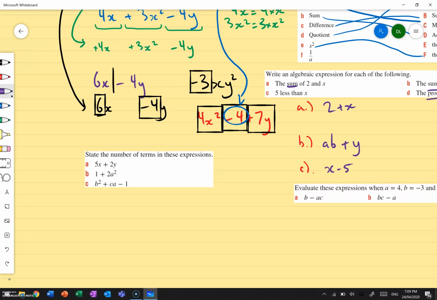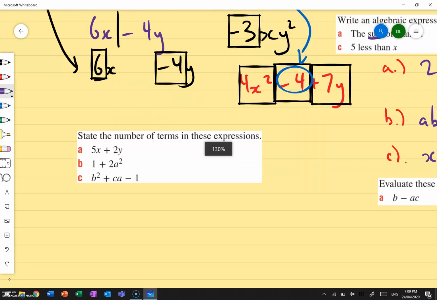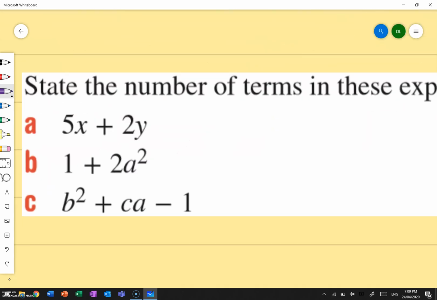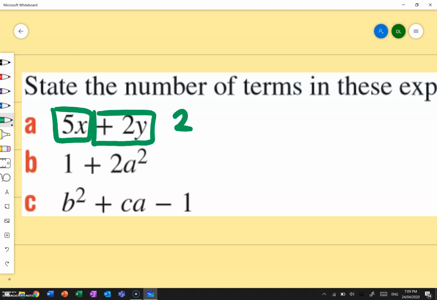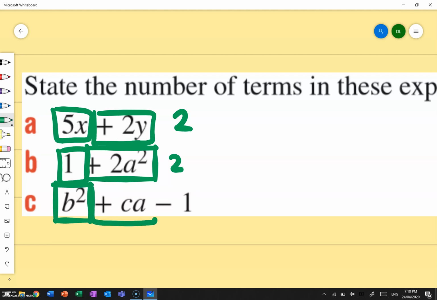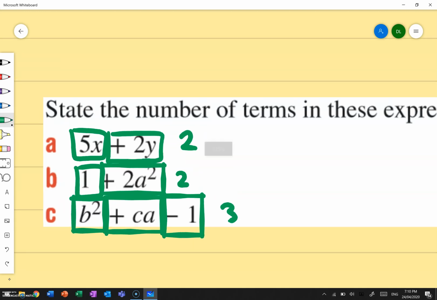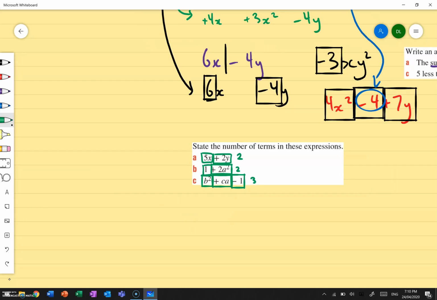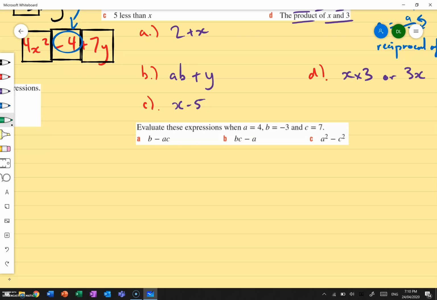Let's do this one. So state the number of terms in these expressions. So I'm going to go ahead, really zoom in and do the boxes. Positive 5x is there, and I've got positive 2y. So that means I've got 2 here. Positive 1 and positive 2a squared, also 2. B squared and positive ca, and negative 1. That ends up with 3 terms. Hopefully that makes sense. Let's move on to the last one over here.